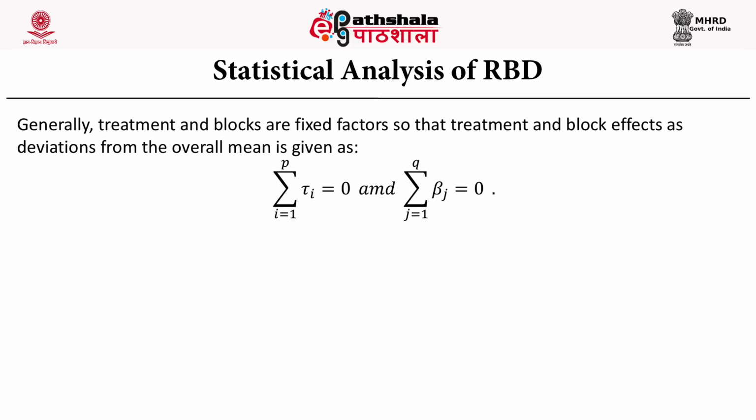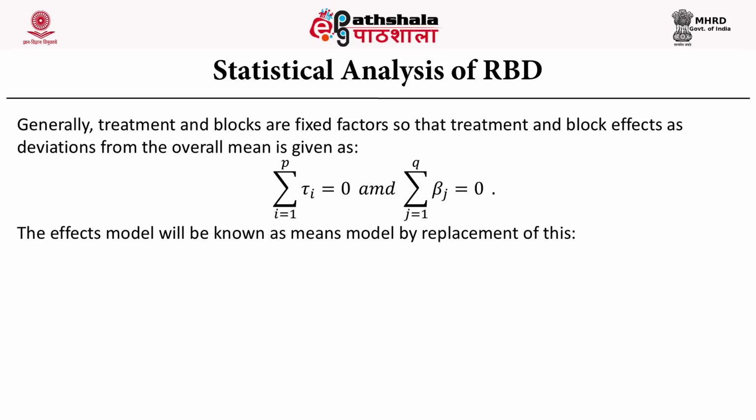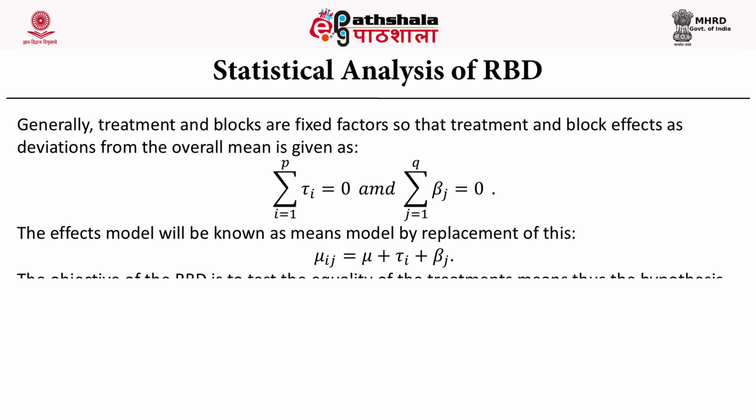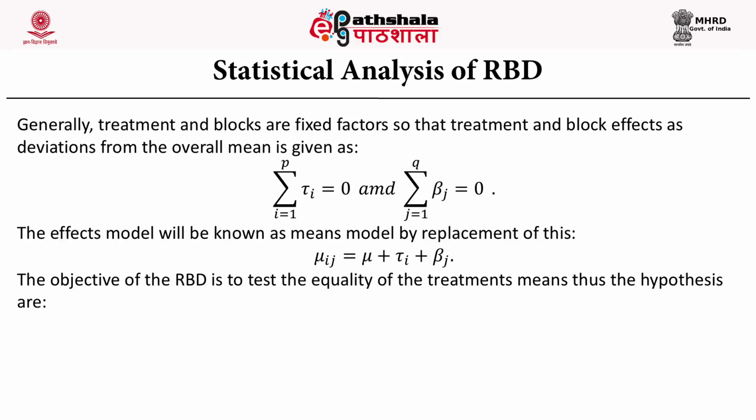Generally, treatment and blocks are fixed factors, so that treatment and block effects as deviations from the overall mean are given as summation over tau_i, where i varies from 1 to p, is equal to 0, and summation over beta_j, where j varies from 1 to q, is equal to 0. The effect model will be known as the mean model by treatment, that is mu_ij = mu + tau_i + beta_j.